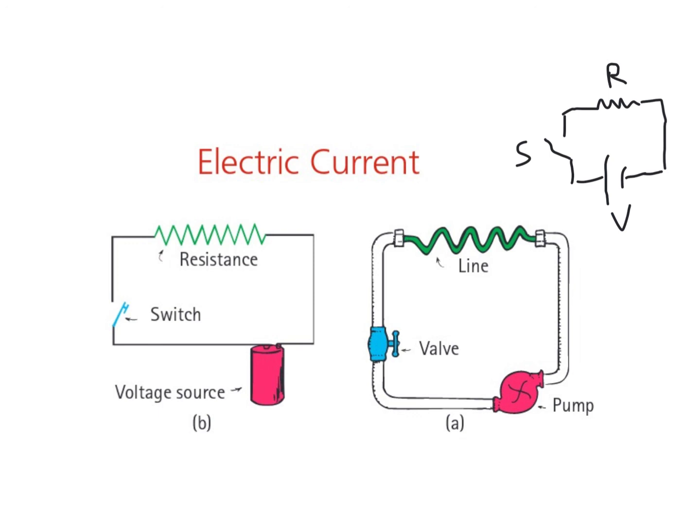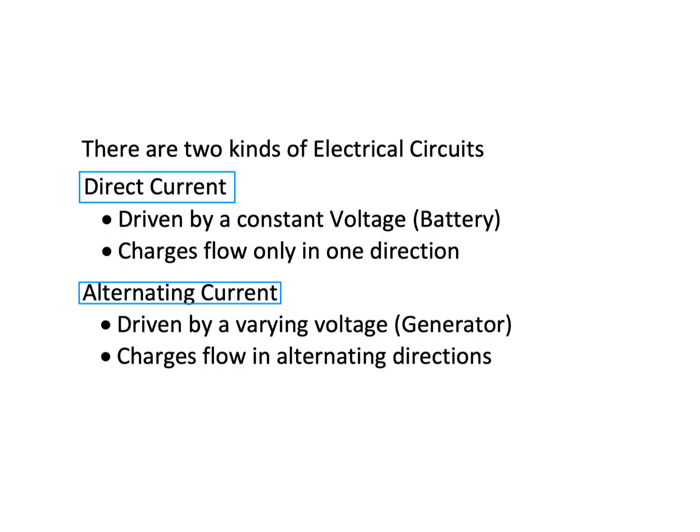But once again, conductors allow electricity to flow. Resistors resist the flow of electricity. Now, they don't stop it. They just make it harder for the electricity to flow. Now, you might have heard the terms AC and DC with regards to electrical circuits, and those are, in fact, the two kinds of electrical circuits.